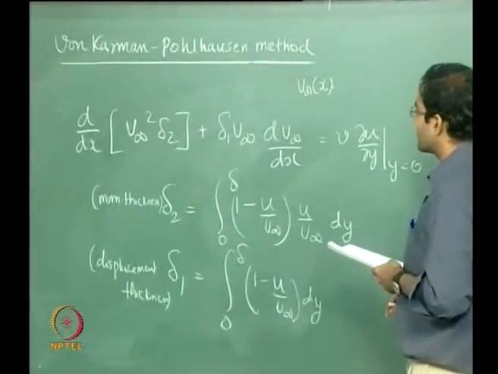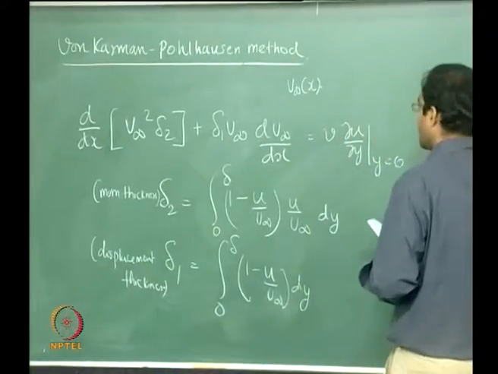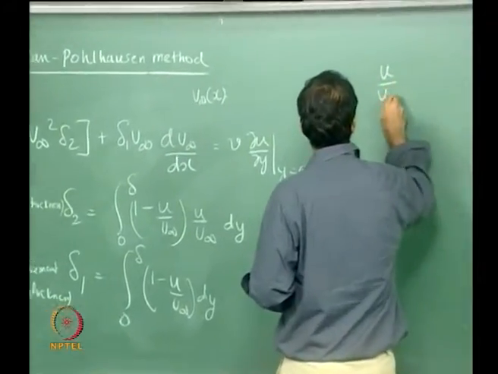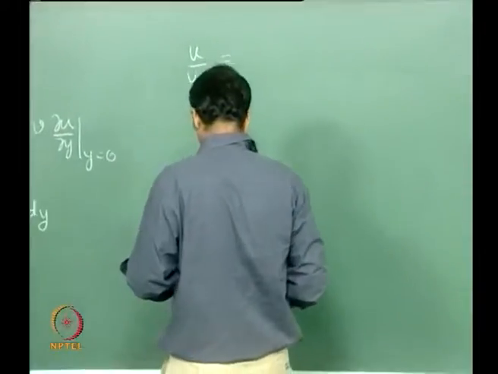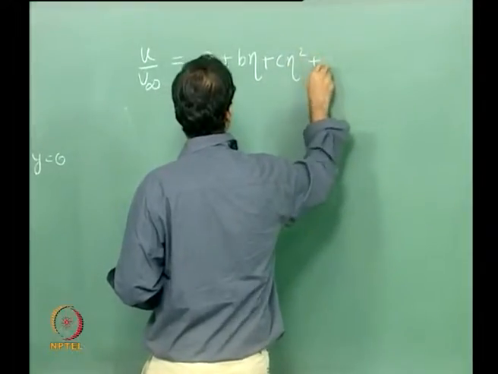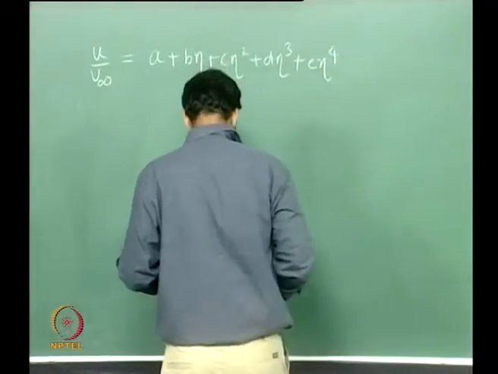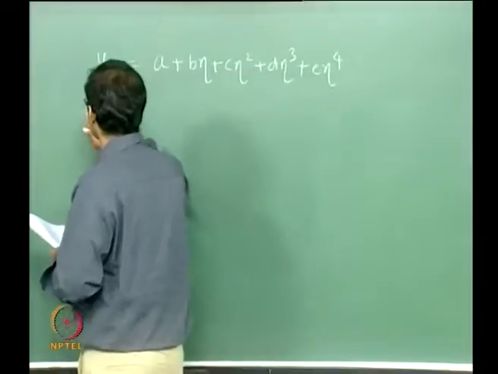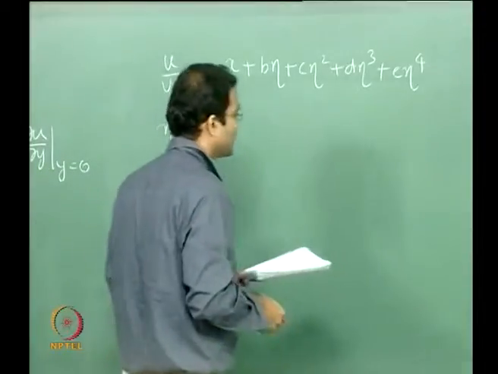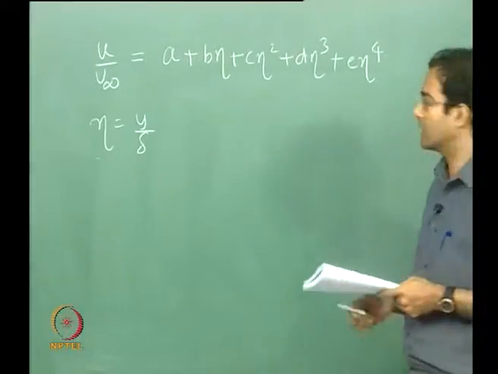Now in order to substitute, we have to make a guess. What von Karman Polhausen did, in fact Polhausen's profile, was something like this. He used a fourth order quartic polynomial: a plus b eta plus c eta square plus d eta cube plus e eta power 4, where eta was defined as y upon delta. So he assumed a fourth order polynomial, not linear, not quadratic, nor cubic.